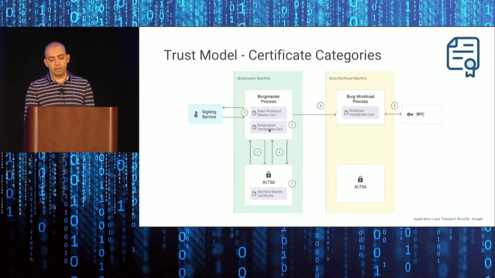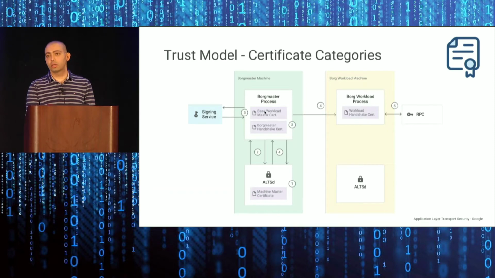And then the Borg master would create a Borg workload master certificate. This is step number 3, gets it signed by the signing service. And now this is the master certificate that is used to create all handshake certificates for the workloads that are created by this Borg master. Borg master is basically the centralized entity that creates all workloads in a specific cluster.